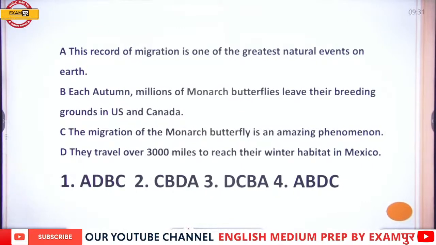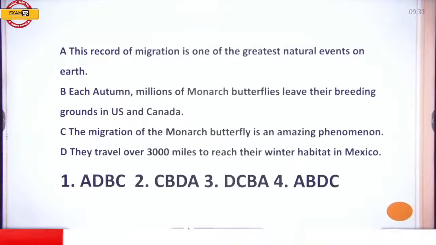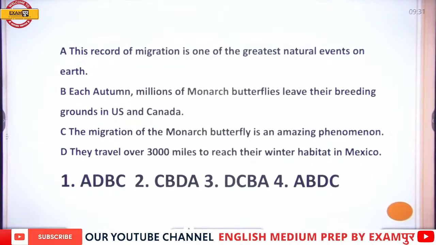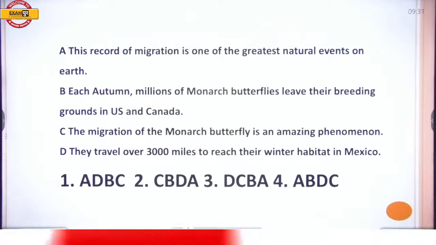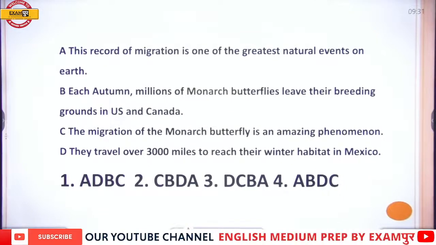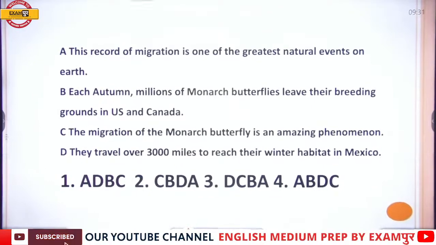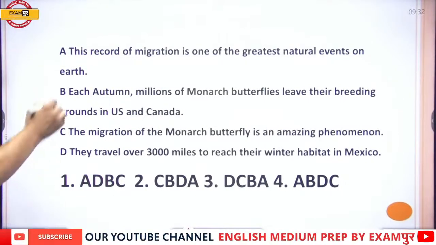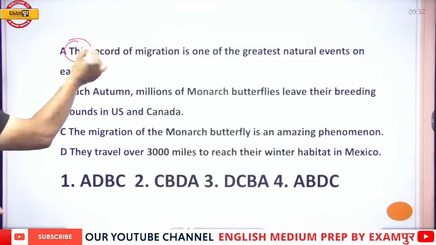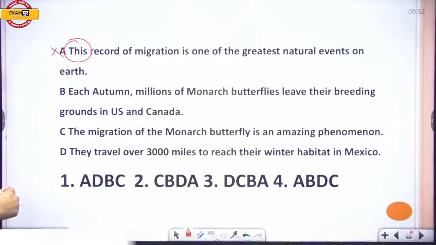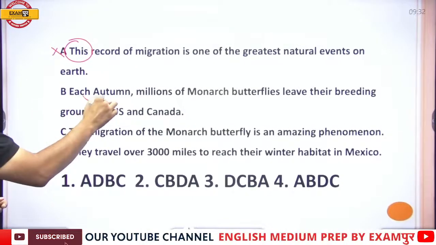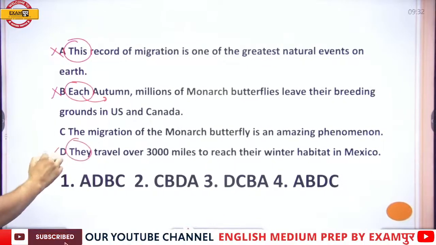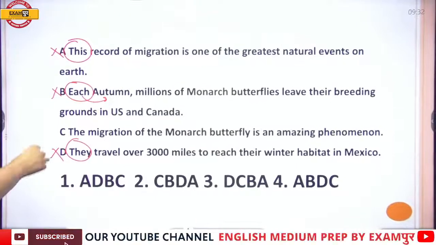Solve this question. So find the first sentence. Here we have this. A dependent word cannot be the first sentence. Okay. And here, each autumn, this is also a dependent word. This is also a dependent word. Cannot be the first sentence. So the first sentence is C.